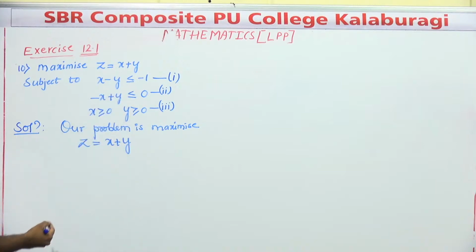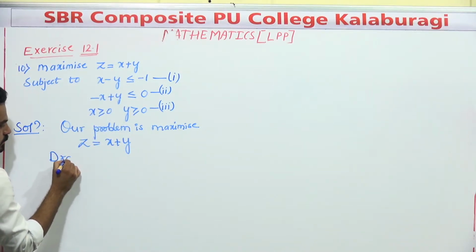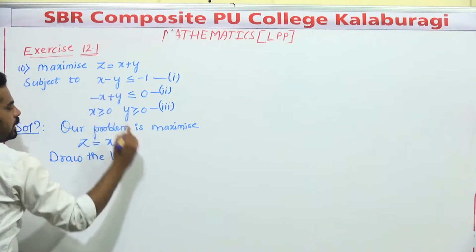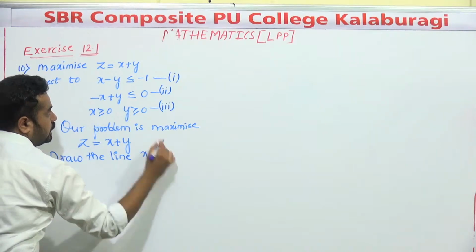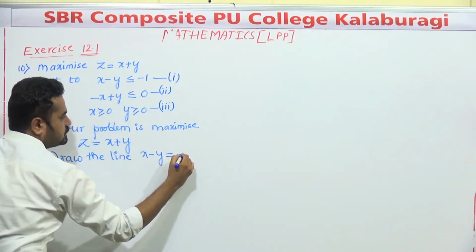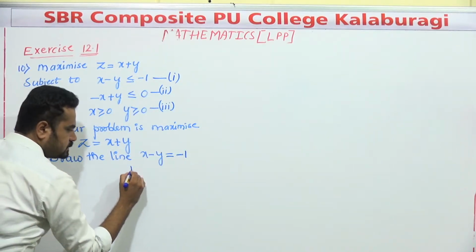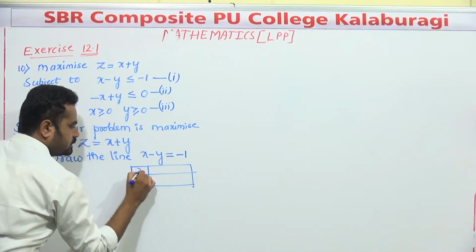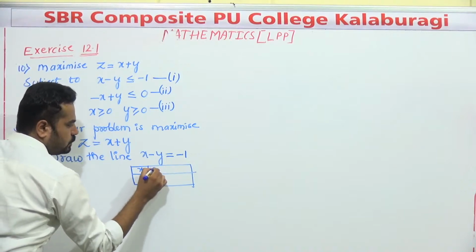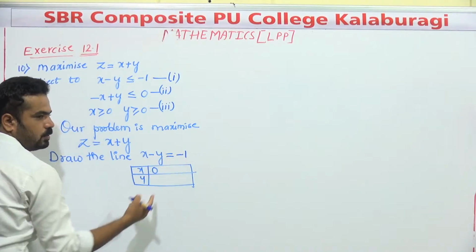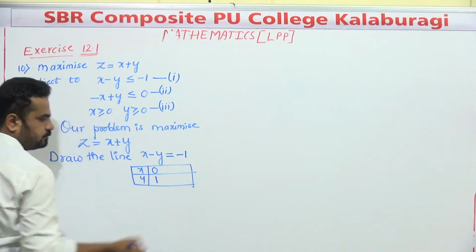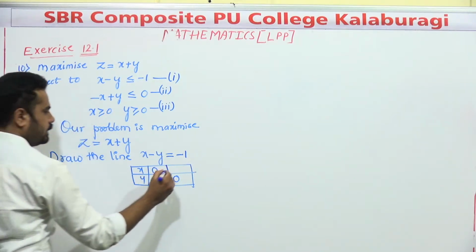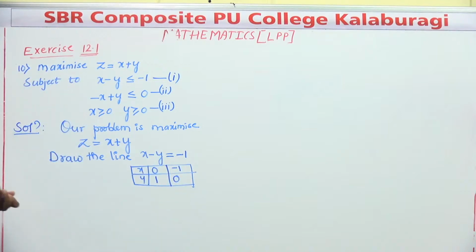For the feasible region, you have to draw the lines. Draw the line. What is the first constraint? x minus y. In place of this inequality, you take equality: x minus y equals minus 1. And find out the points. This is x and this is y. If x is equal to 0, we get minus y equal to minus 1, minus minus cancel, we get y equal to 1. If y equal to 0, we get x is minus 1. Now draw these points.